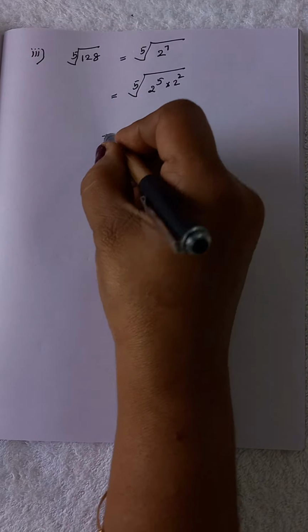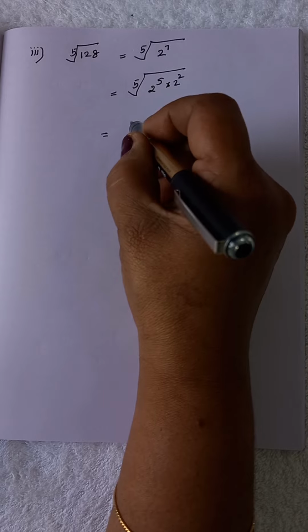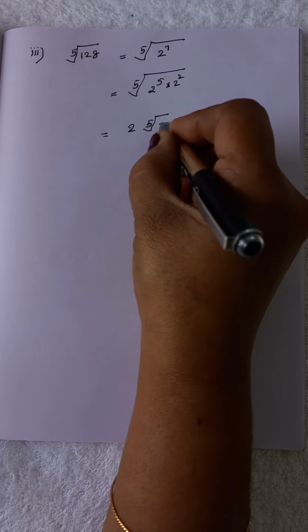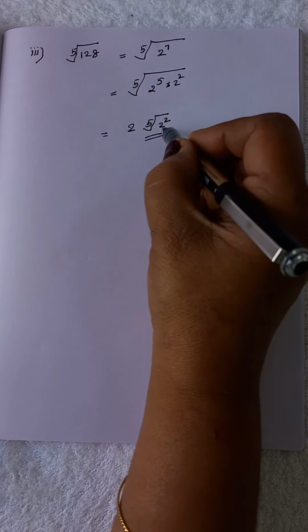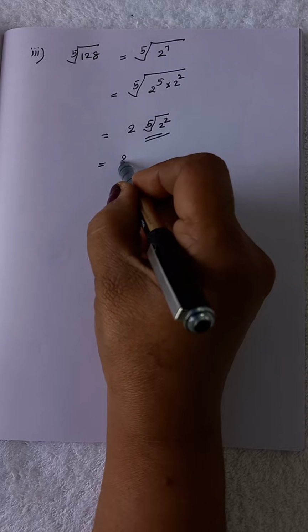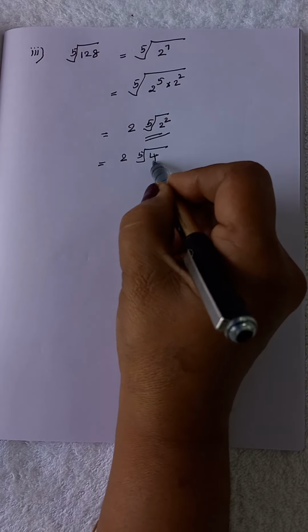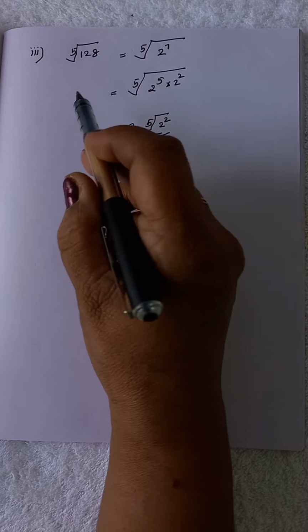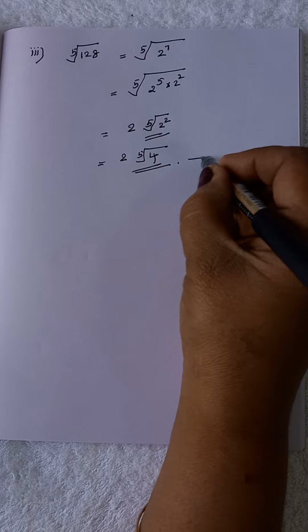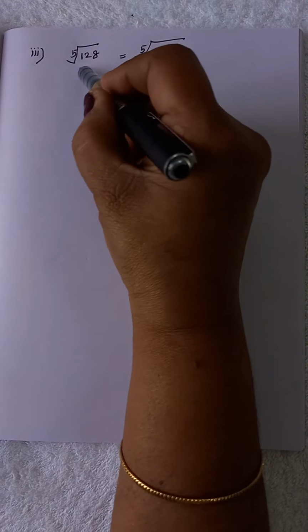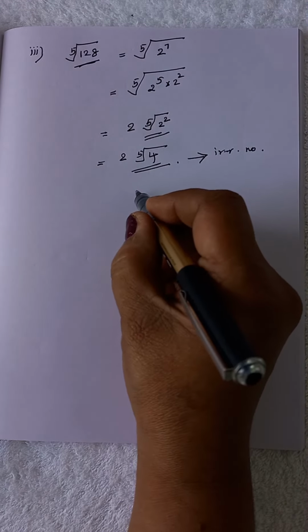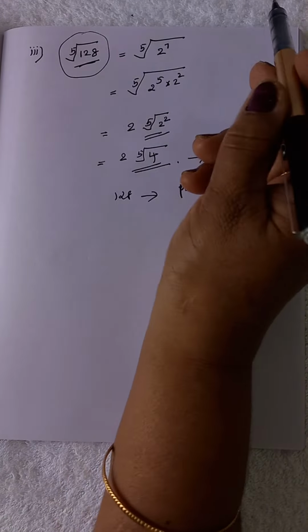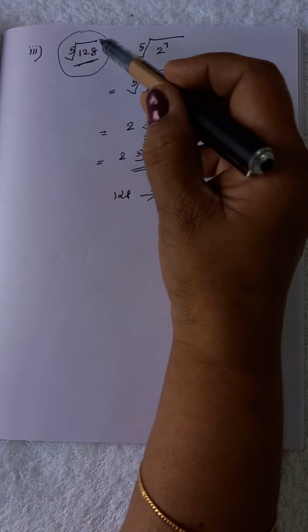So, this is equal to fifth root of 2 raised to 5 into fifth root of 2 raised to 2. This fifth root of 2 raised to 2 means 2 into fifth root of 4, which is irrational. So, 2 into fifth root of 4 is irrational. That means fifth root of 128 is an irrational number, and this 128 is a positive rational number. Therefore, this fifth root of 128 is a surd of order 5.